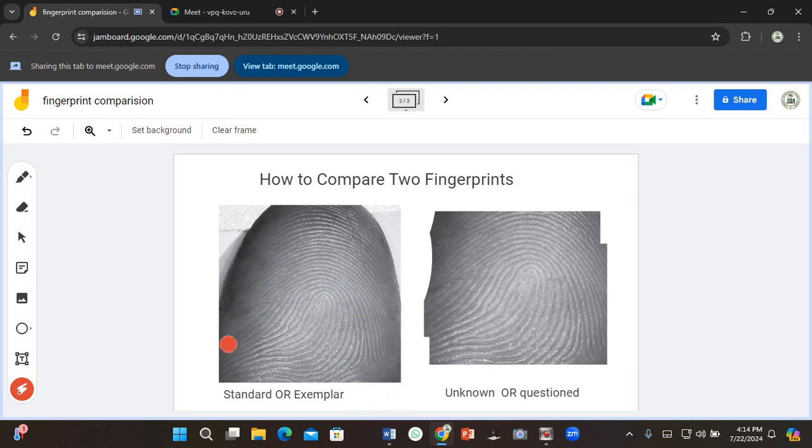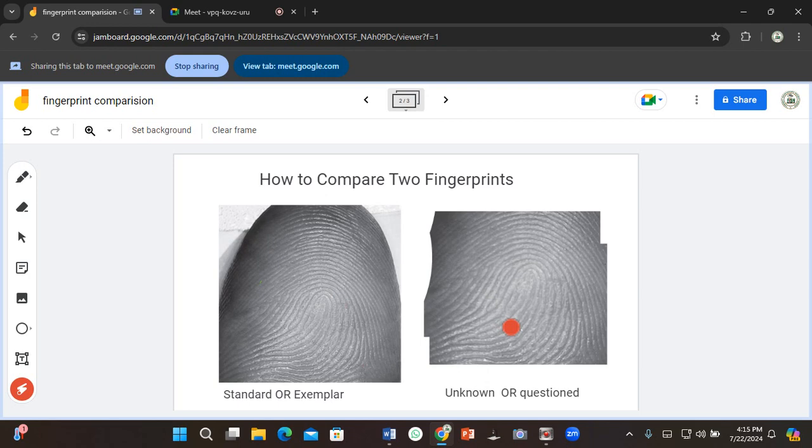And another characteristic of a loop is that it has a delta and also a core. If you look at this one also, the innermost ridges enter from one side and go out of the same side. So that means this one is also a loop, because it also has a core and a delta. So both of them belong to the same group, and we can go further for our comparison.